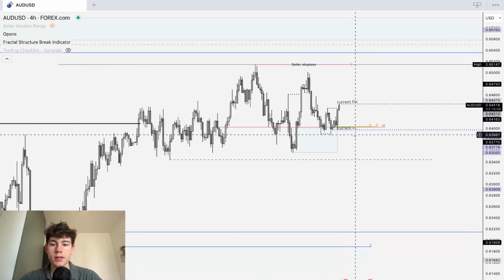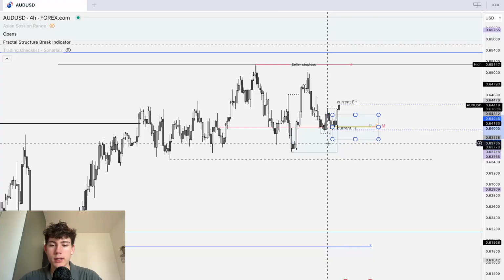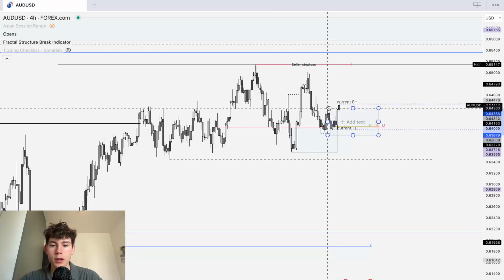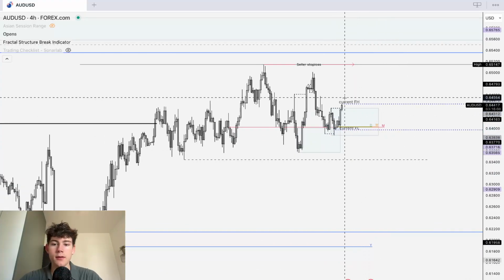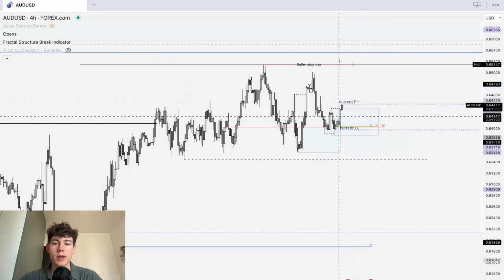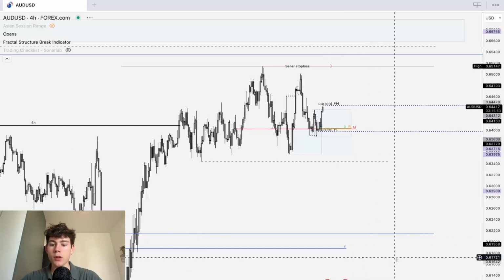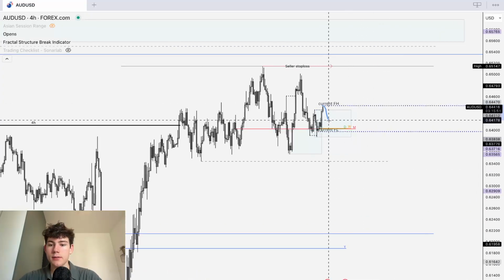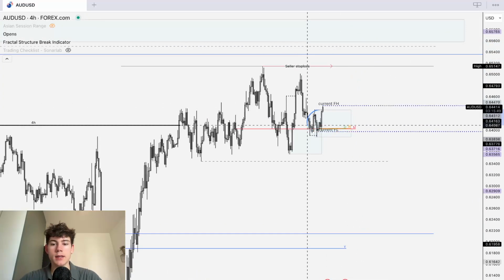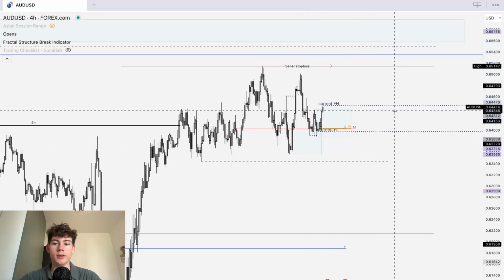So as you can see, this morning we also created a new demand zone as well. So I'm definitely expecting upside on AUD USD this week, trading to this high and that higher time frame liquidity. So something like this and then like this. So inside this demand, I will look at longs.